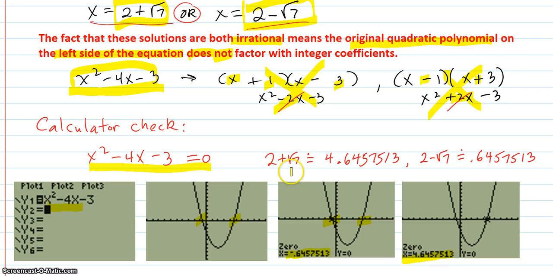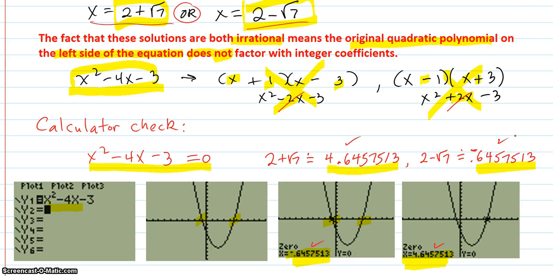And when you write out the decimal versions of 2 plus square root of 7, you get this one. And 2 minus square root of 7 is this one. I forgot to put the negative there. That is a negative number. And so it checks out. This checks out with this one, and this checks out with this one.